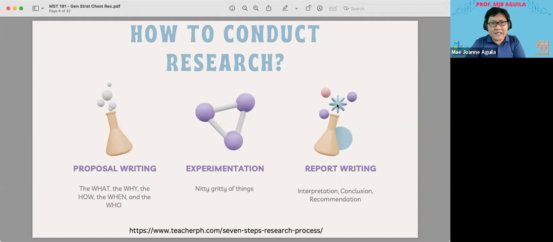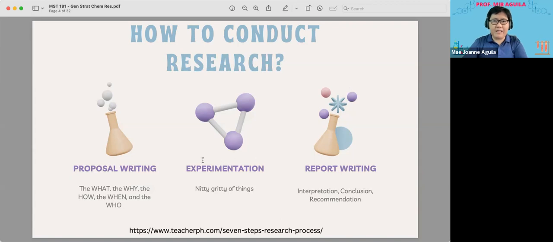So what is the research about? Who will be conducting the research, or you can also say who will benefit from the research? When will it be conducted? Why are we doing this? Why should we do the research, and how? How should we do the research?